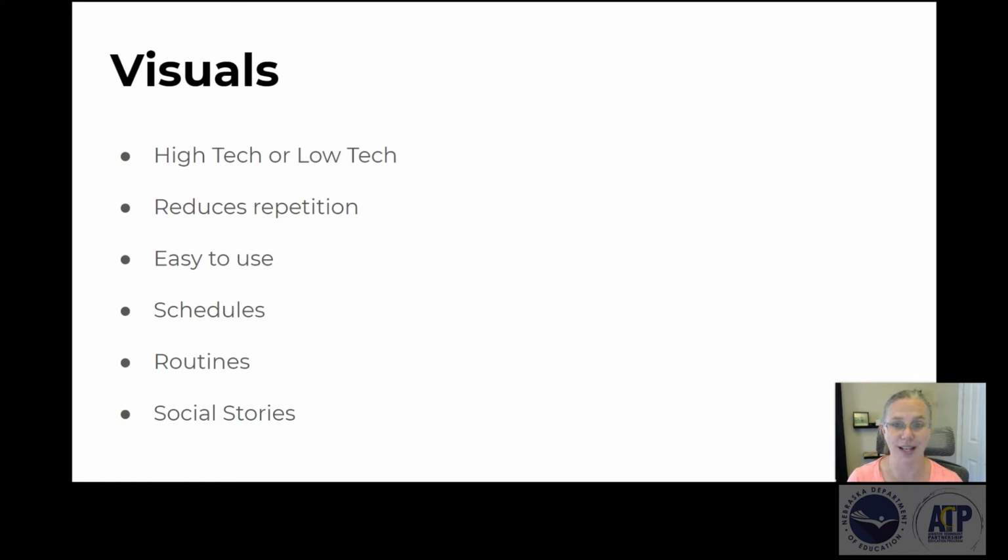Also, social stories are a visual. Whether you're using a picture social story or you are writing out a social story, this is content and information that your student is taking in a visual manner to learn how the world is working around them and what it is they need to be doing to interact with it.